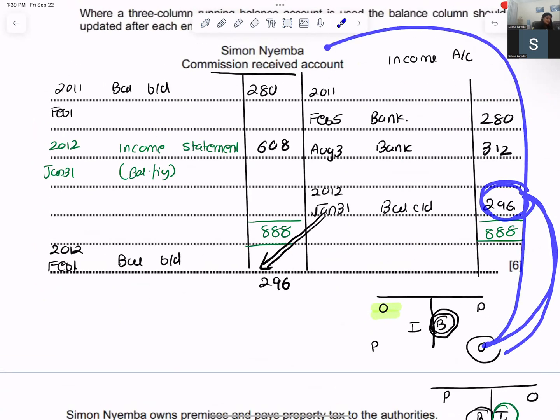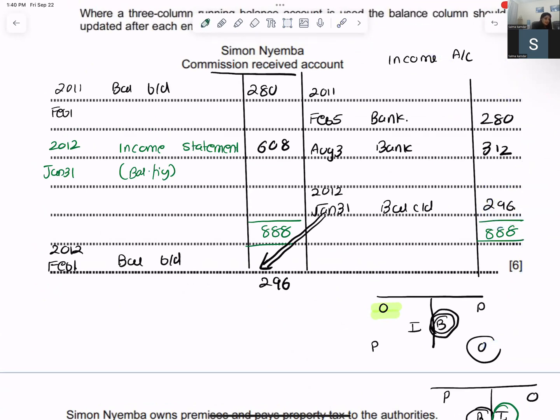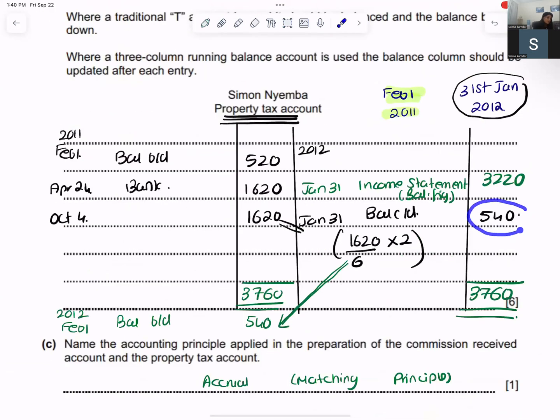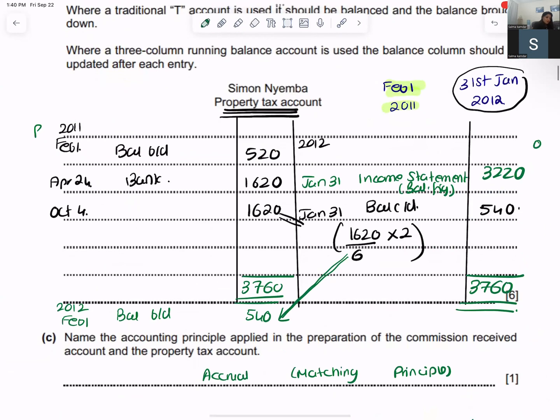Can you tell me in which section of the balance sheet would you have this 296 appearing? Since it is outstanding income, it would appear in the current assets. And over here, property tax, this follows the format of OOB. So this is prepaid expenses. Prepaid expense would again appear in the current assets.